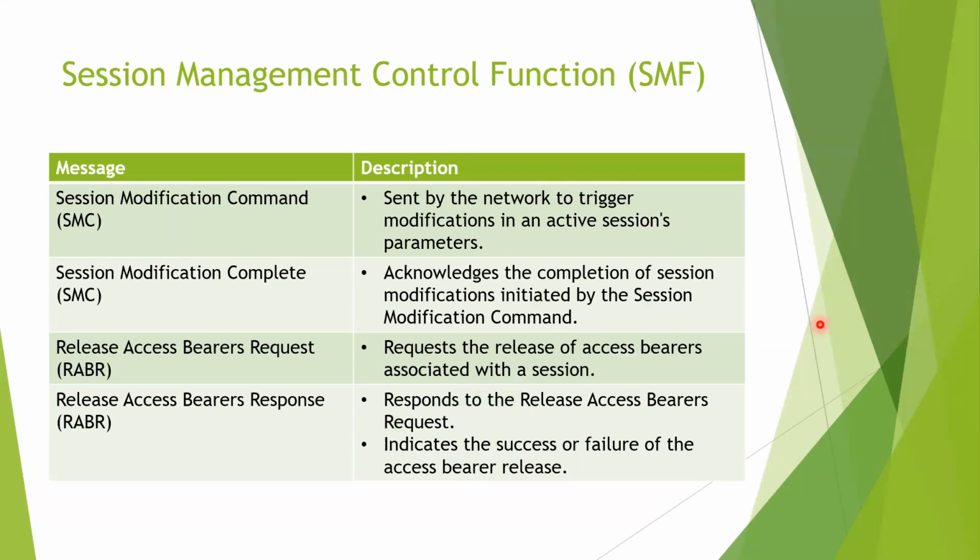Then we have methods talking about modifications. Let's say a network gets triggered with a modification, it would first send a command to change it in the active session. Since you made the changes, you need an acknowledgement, and that would be a modification complete message. The modification complete message is mainly to say that the modification command has been completed, or did not complete successfully.